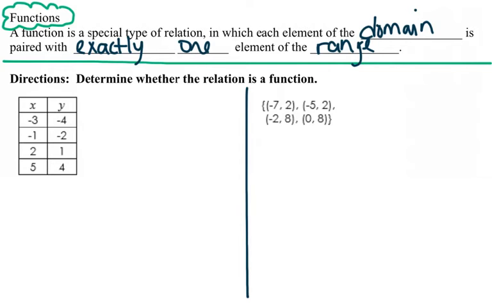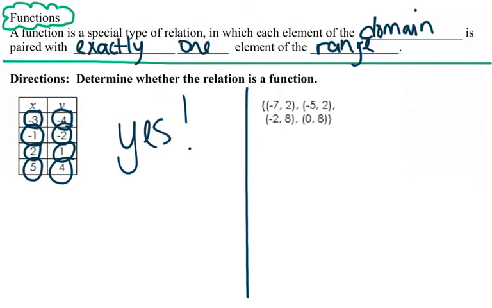So we're going to determine if these two down here are actually functions. If you look at the first one, when x is -3, it only has a y-coordinate of -4, exactly 1. When x is -2, it only has a y-coordinate of -2. When x is 2, it only has a y-coordinate of 1. When x is 5, it only has a y-coordinate of 4. So yes, this would be a function because for every domain, there's only one element in range.